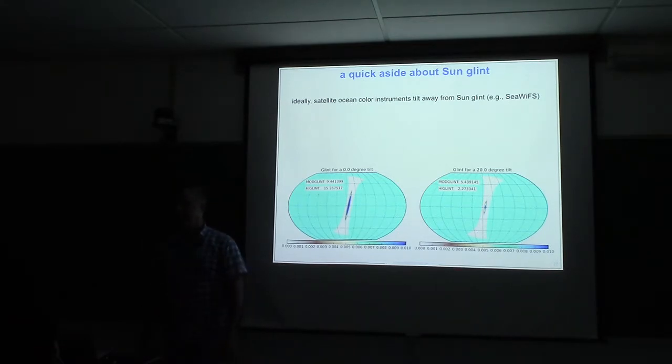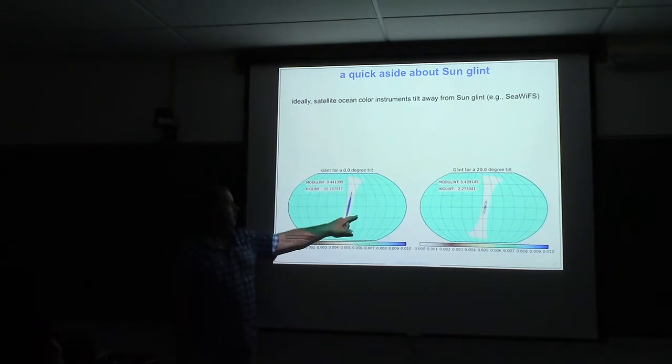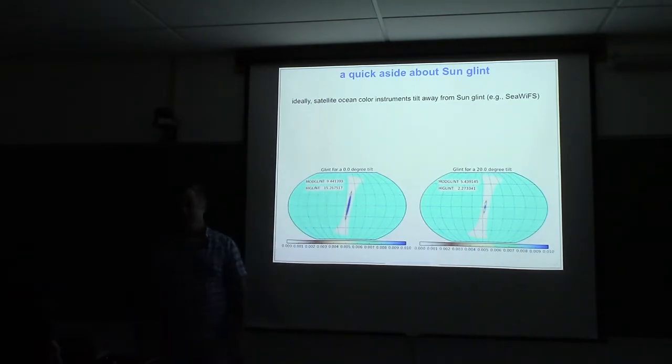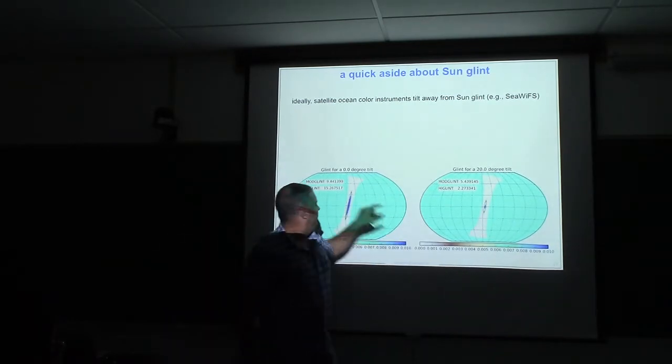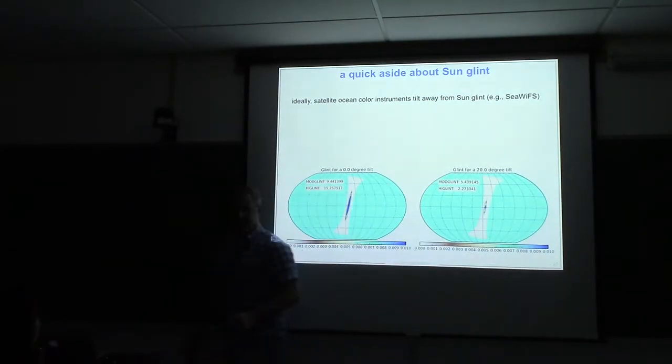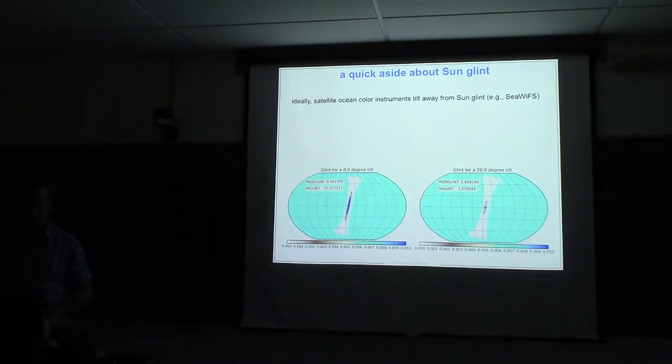So if you're looking straight down, anything you see in blue here is in a glint pattern and unusable in ocean color. So the equator is here, 30 north and 30 south. Is this a part of the ocean that you might want to study? Where's MOBY? It's like right here. I know, it sucks. You tilt, look how it collapses. You recover a lot back.